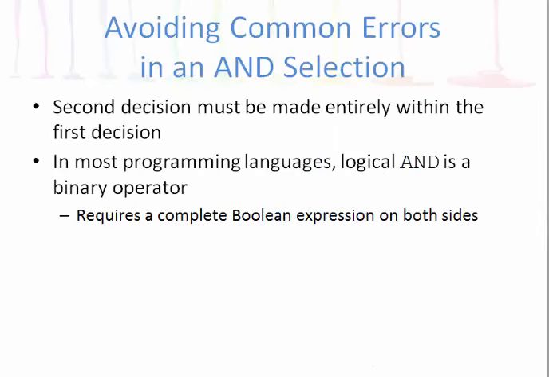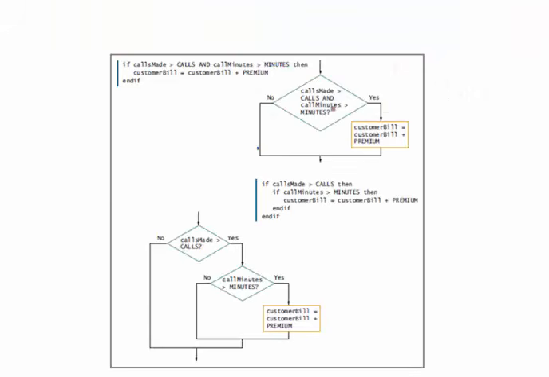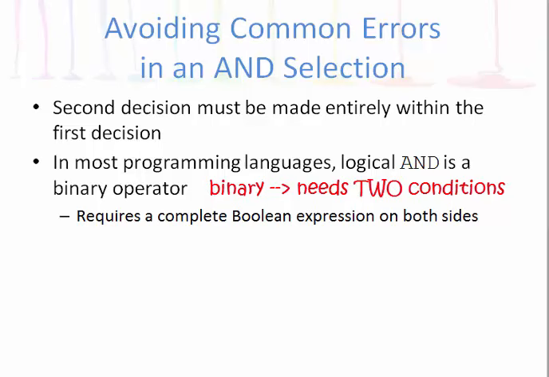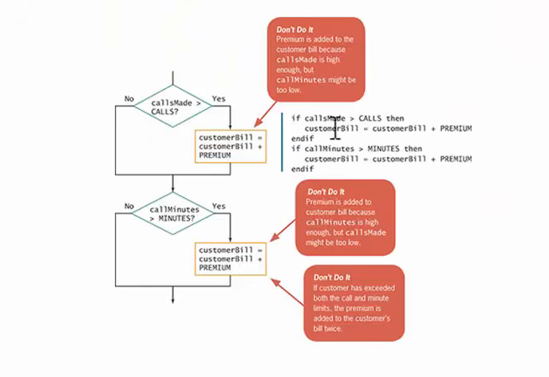The second decision must be made entirely within the first decision. In order for the second decision to be made, the first decision must be true. In most programming languages, the logical AND is a binary operator, so it requires a complete Boolean expression on both sides. So what it's actually doing is eliminating some possible errors.